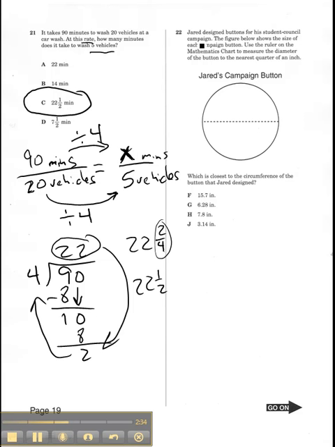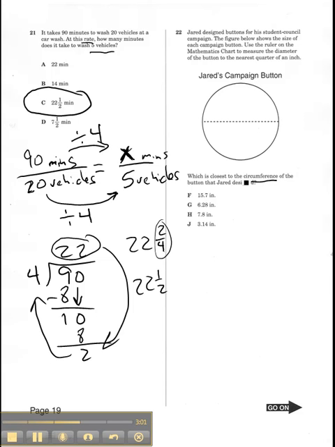Number 22 says, Jared designed buttons for his student council campaign. The figure below shows the size of each campaign button. Use the ruler on the mathematics chart to measure the diameter of the button to the nearest 1/4 of an inch. Now, when I first looked at this problem, I was a little confused because I didn't read the whole problem. It's telling us what to do to start, but the actual question is, which is the closest to the circumference?